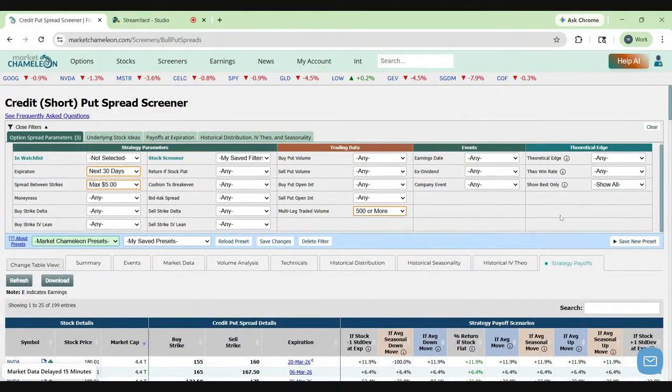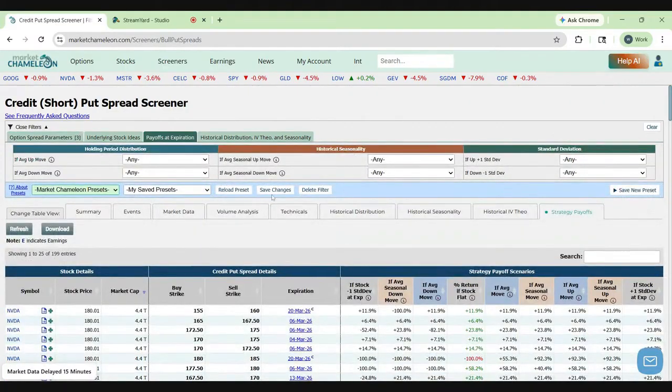All right. Well, let's stay with this one, the payoffs at expiration. Let's say we do if the average up move. Okay, so we have if this average up move.